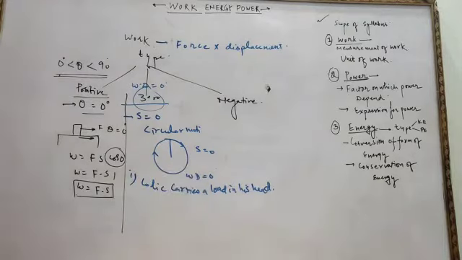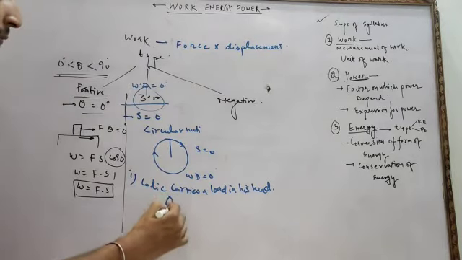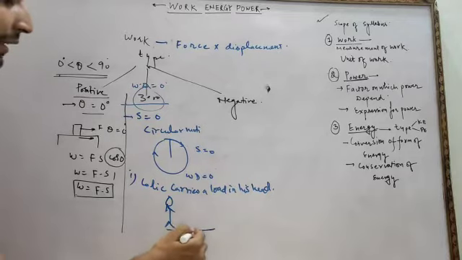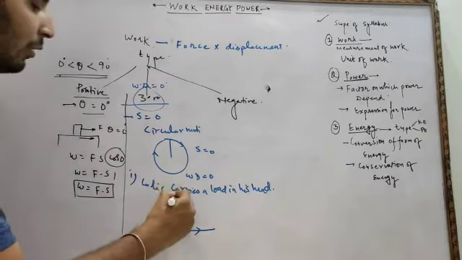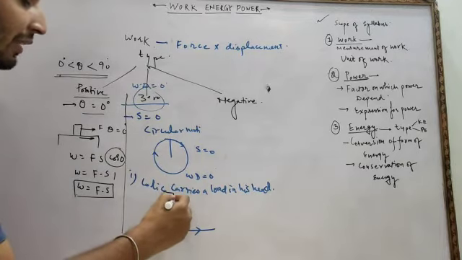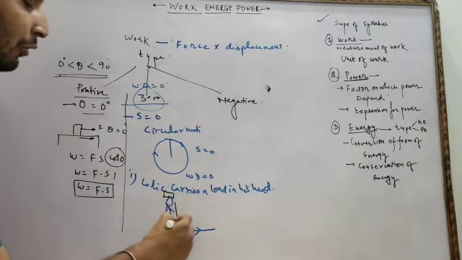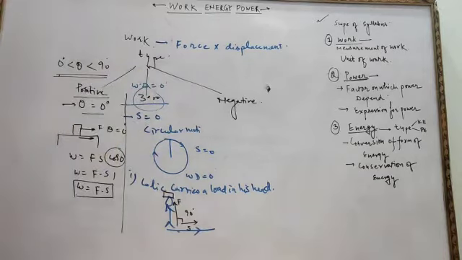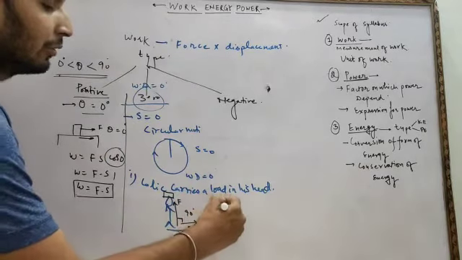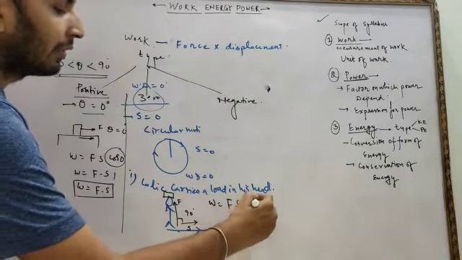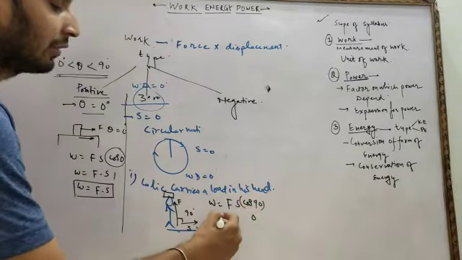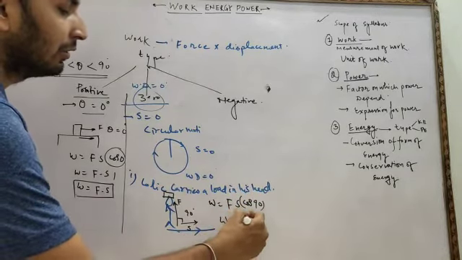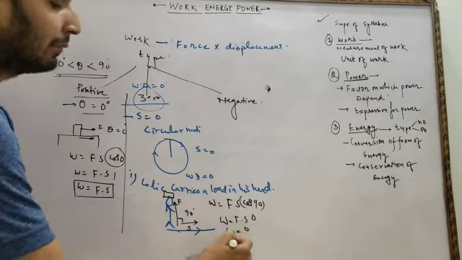Again, this is a perfect example. Suppose this is a porter moving in this direction. Displacement is in this direction, and he carries a load here. So this is the force which is applied, and this is the displacement, and the angle between force and displacement is 90 degrees. So work done equals Fs cos 90, and the value of cos 90 equals 0. So ultimately the work done will be 0.